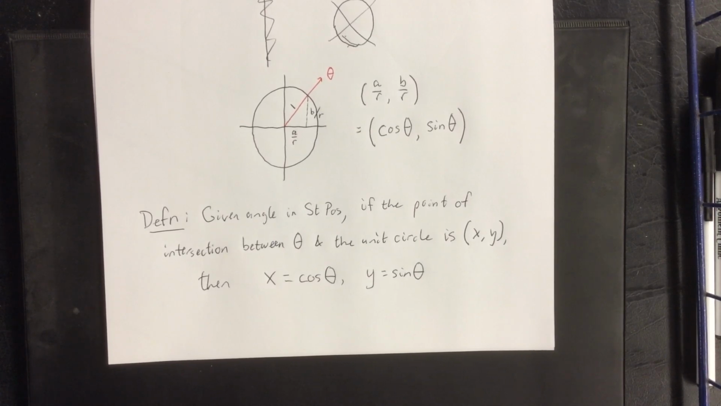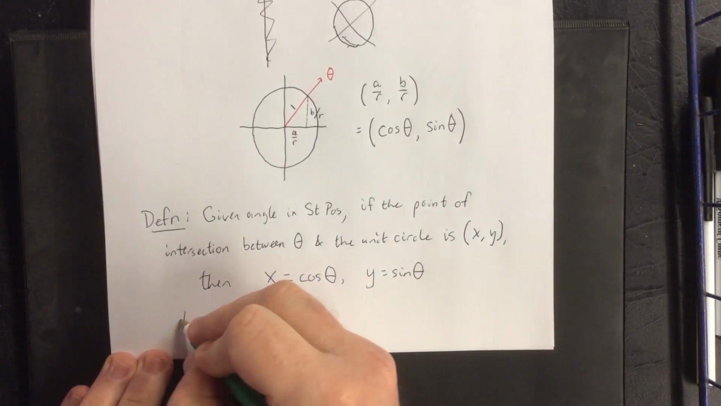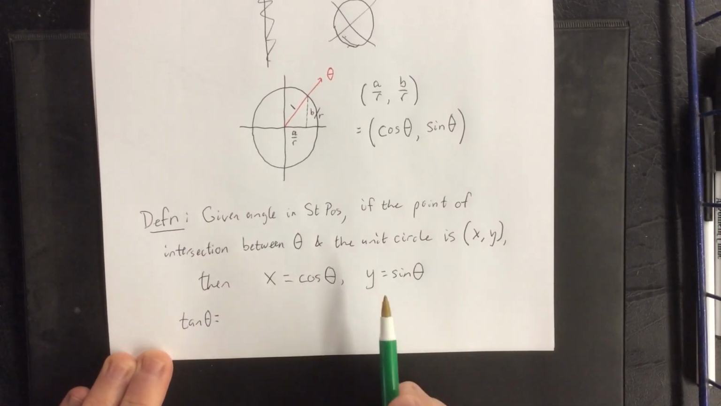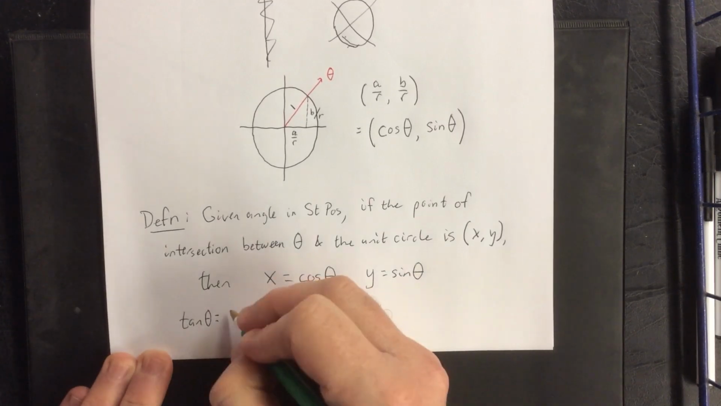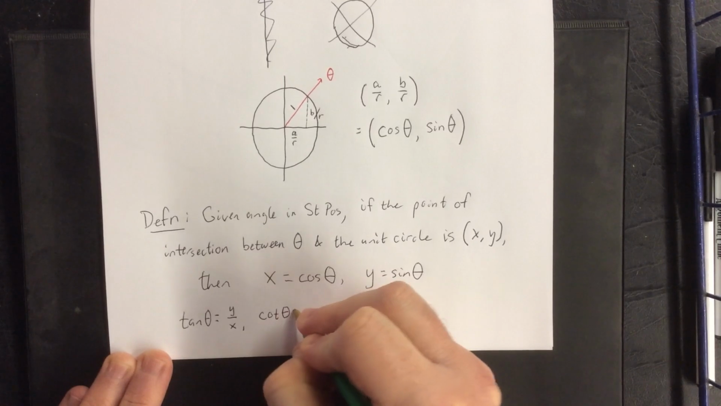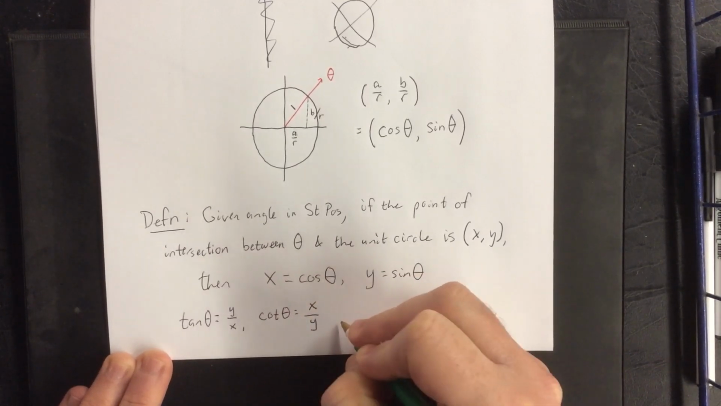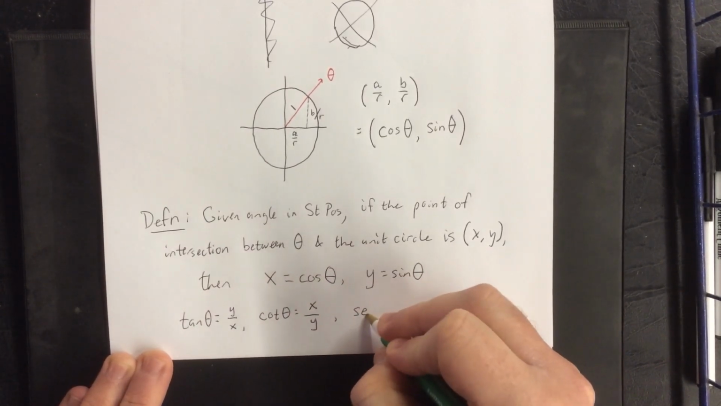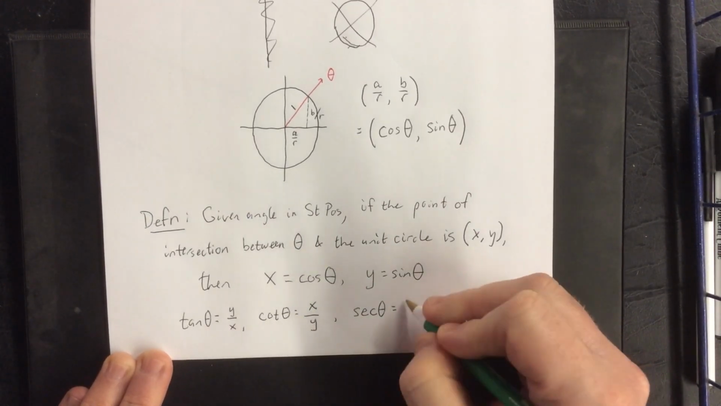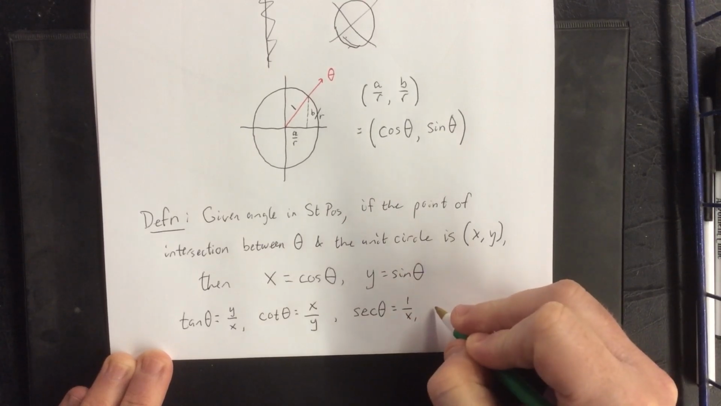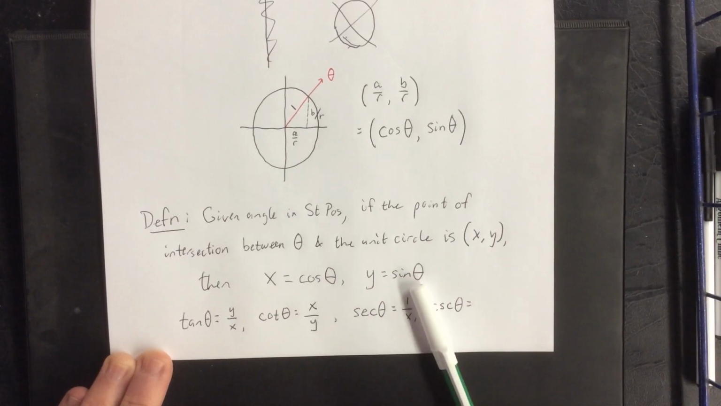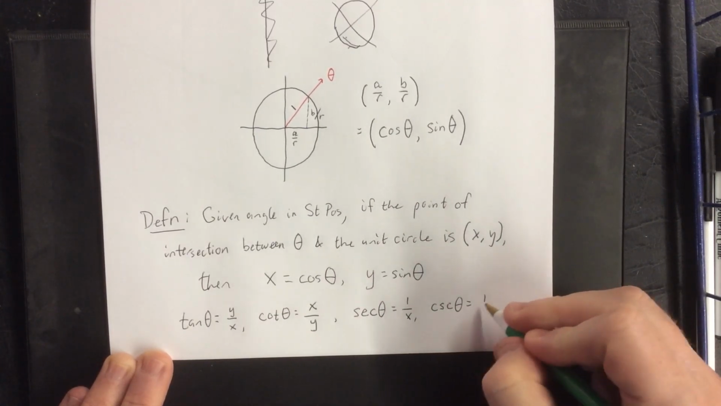Now with this in mind, we can also define our other trigonometric functions. The tangent of theta is supposed to be the sine of theta divided by the cosine of theta. Sine divided by cosine would be y over x. The cotangent of theta should be the reciprocal of that. That'll be x over y. The secant is supposed to be the reciprocal of the cosine. The reciprocal of the cosine will be 1 over x. And the cosecant of theta is supposed to be the reciprocal of the sine of theta. So that'll be 1 over y.